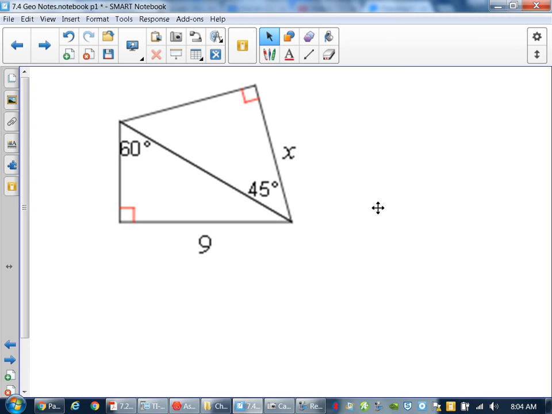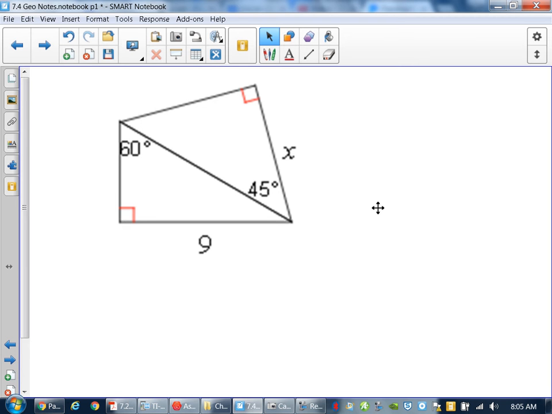What I want you guys to look at here is that you have two special right triangles. You have a 30, 60, 90 merged with a 45, 45, 90. What they have in common is that they have the exact same hypotenuse. So what we're trying to do here is solve for the missing side length that they're asking for. So basically you have to work your way around the triangle to get there.